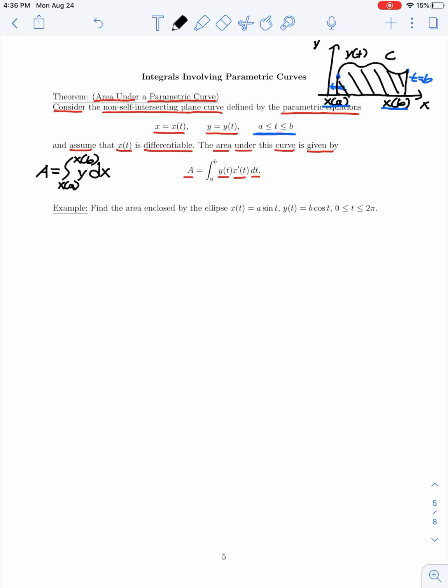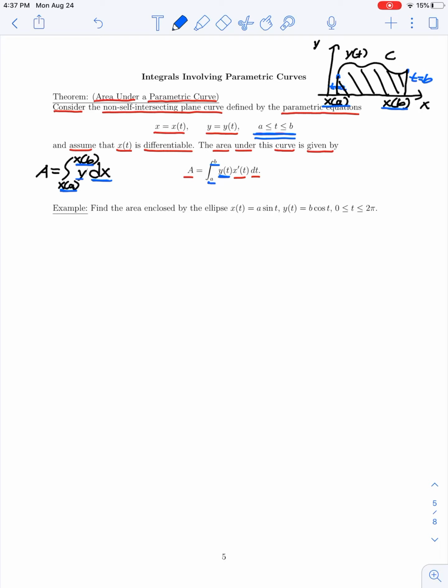To do that, let's see what we would need to do. Our limits of integration in terms of x are changed to limits of integration in terms of t. So we're integrating from our initial point, corresponding to t equals a, to the terminal point, which is t equals b. And y, the y-coordinate for any point on that curve, is a function of t, given by y of t. So y is replaced by y of t. And then we're left with, on the end, the differential of x, dx.